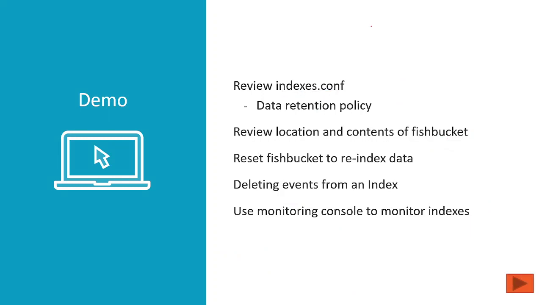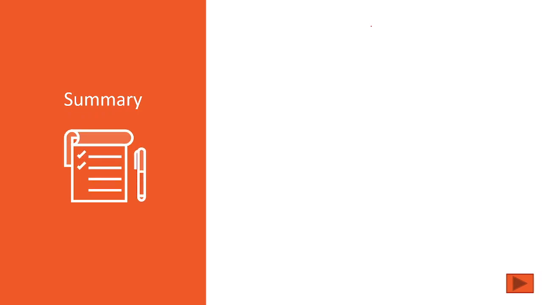Hello all. As promised, in this section we are going to look at the indexes.conf file and configure a data retention policy. We are going to review the location and the contents of the fishbucket index, and we will be resetting a fishbucket index to re-index that data, and we will be deleting some of the events from an index. I will also make you explore some of the monitoring console utilities. So without further ado, let me get started.